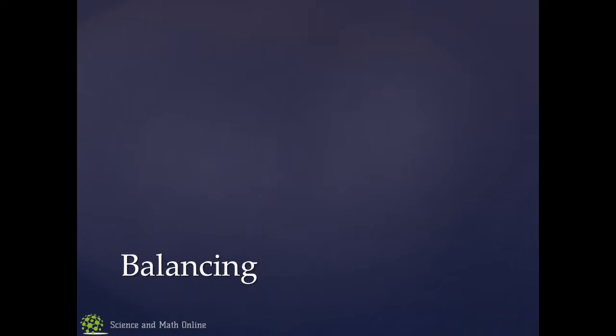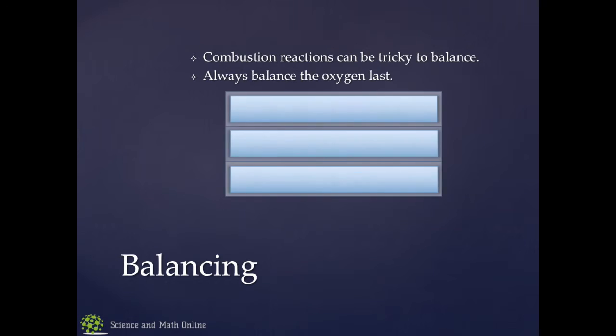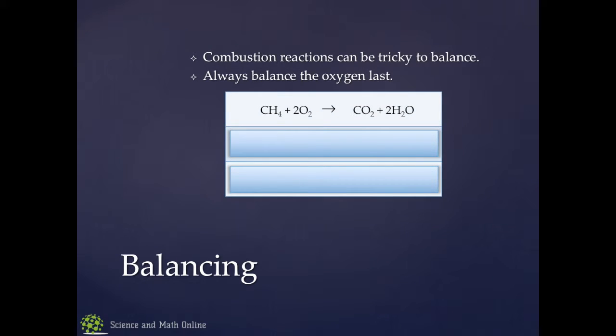They can be tricky to balance because they're going to have the oxygen in two places on the right side. So just like we learned when we did balancing, you've got to do the oxygen last. So here, CH4 plus 2O2. Okay, so one carbon, four hydrogens. Then I've got two oxygens plus two oxygens for a total of four oxygens. So I put a 2 there.